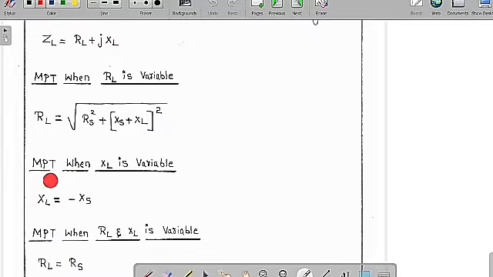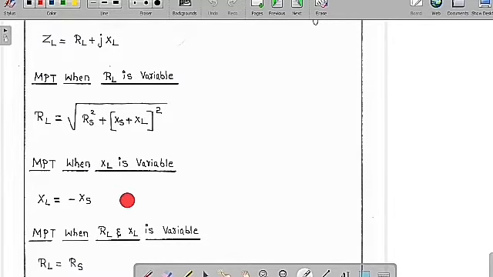But if you want to find the maximum power transfer when only XL is variable, that means RL is a constant, but the overall value is going to change. At what value of variable XL, when RL is constant, is the maximum power transferred? When XL is equal to minus Xs, we get the maximum power consumed by this load.